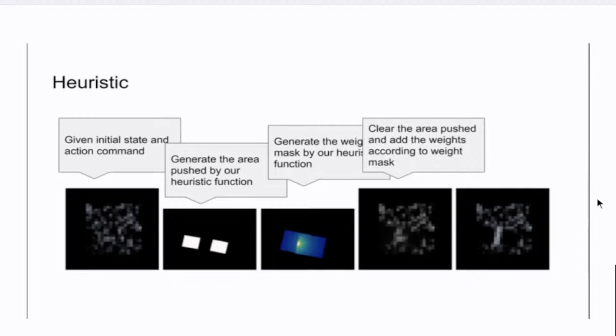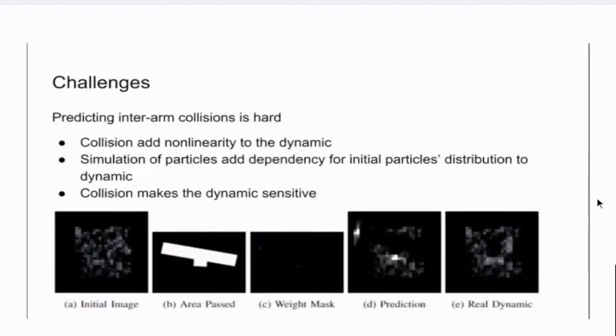You can see that our prediction is quite close to the ground truth. However, predicting the collision is still very difficult. All our three methods suffer here. Compared with the single arm case, collision will only happen in the multi arm case. It adds nonlinearity to the dynamics and more dependency on the initial distribution.